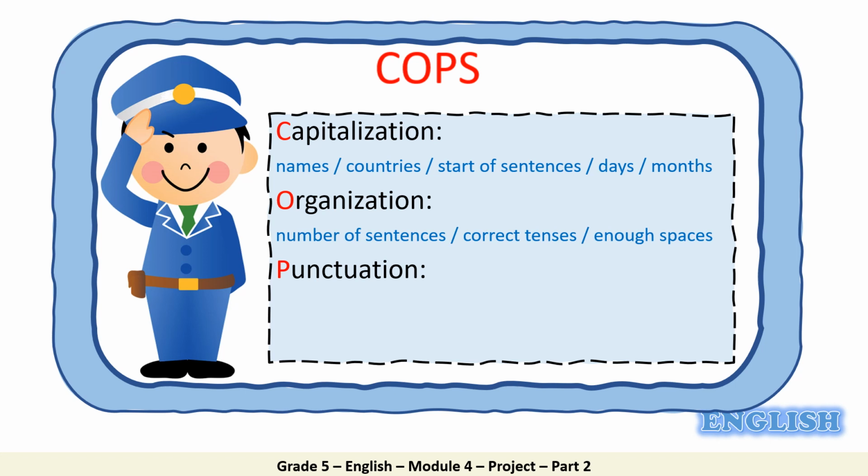P is for punctuation, using full stops, commas, question marks, and other things. The last one is S for spelling. You can use a dictionary or you can ask your teacher if you like.